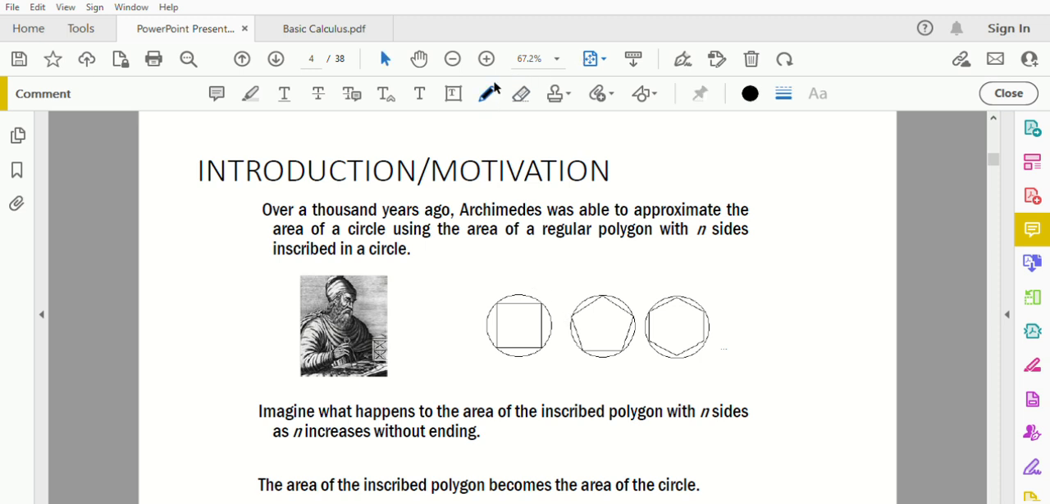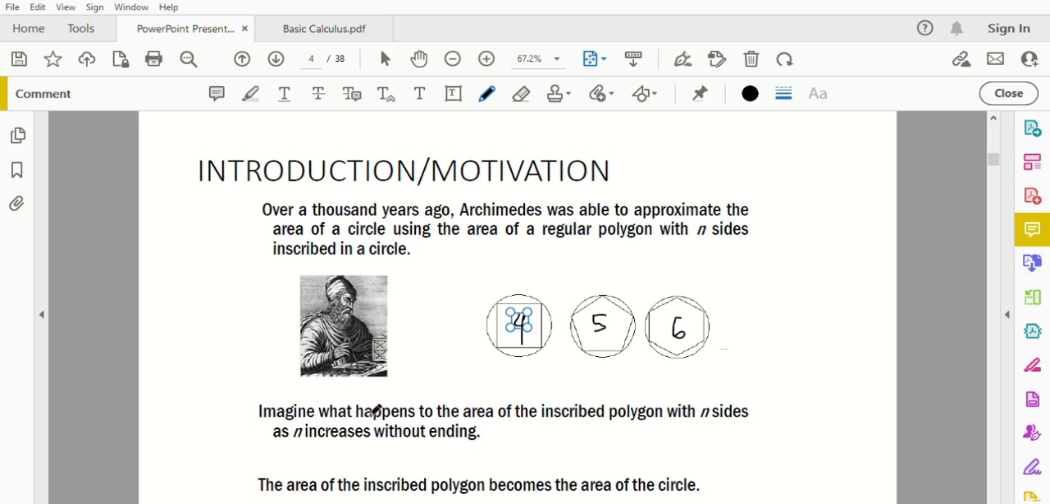When we say regular polygon, it means that the polygon has the same side length and angles, so equiangular and equilateral. Here we have a square, with 4 sides. Next we have a regular pentagon inside the circle. Next we have a regular hexagon inside the circle.